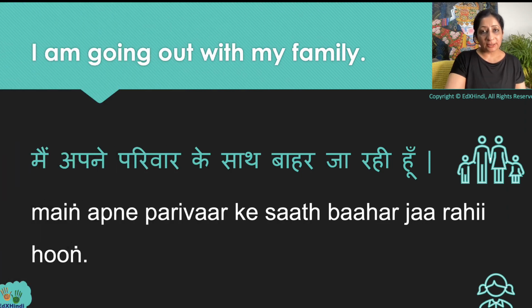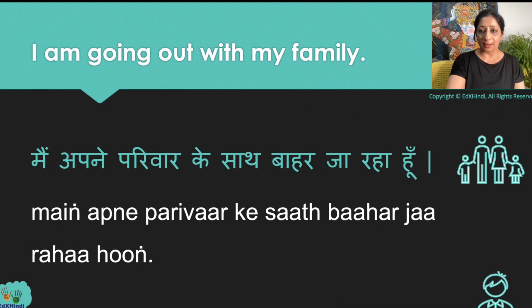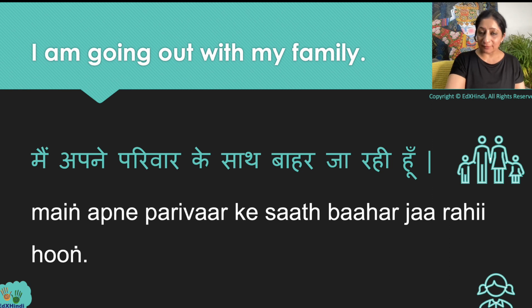Now, if a girl speaker is saying the same thing, she will say, मैं अपने परिवार के साथ बाहर जा रही हूँ. Now, just note the verb conjugation. For the boy, we were saying जा रहा. For the girl, she will say जा रही. And my will not translate to मेरे. In this case, it will translate to apne because we also have I in the same sentence. आगे चलते हैं.